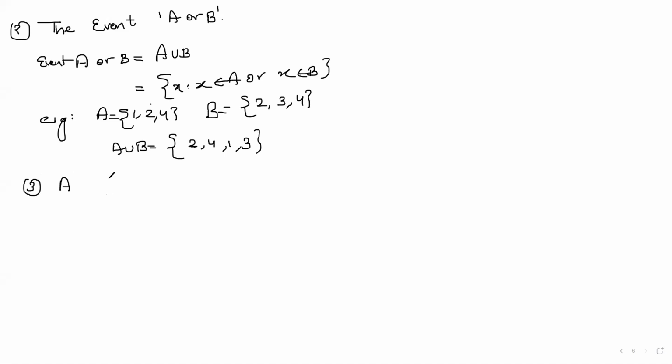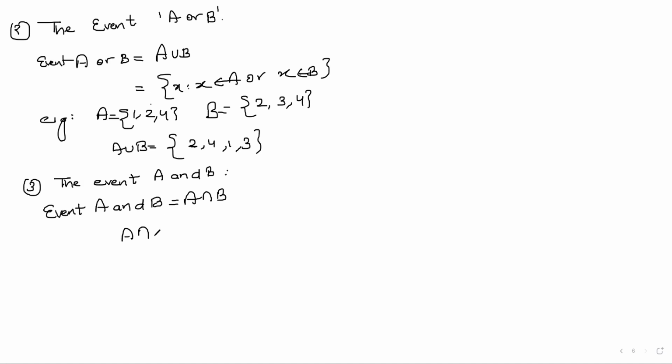Third is A and B. The event A and B, same as you have done in sets. What does this mean? The event A and B is represented by the intersection sign. And what is A intersection B? This means X belongs to A and X belongs to B.